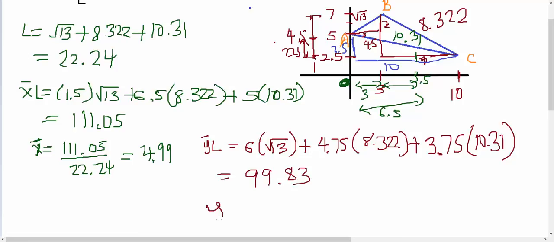So to find the y coordinate now, simply divide by 22.24, and that results to 4.49, whatever the unit is. So here we have 4.99 and 4.49, so the centroid is about here. I can't see that. Let me change this to red. So your centroid is about here. Well, this isn't drawn to scale, so this is just a representation because I made this question up.